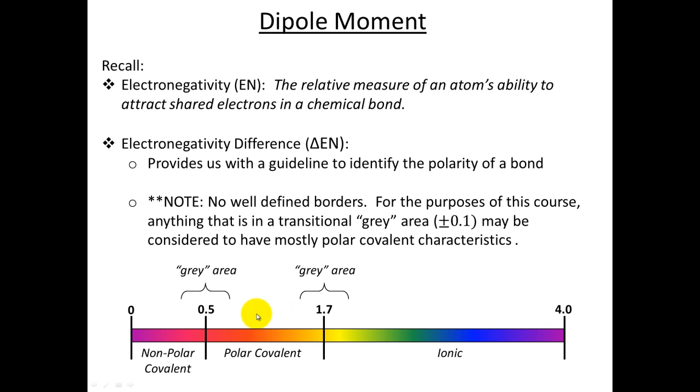In fact, our previous textbook stated that polar covalent was from 0.5 to 1.7, while our current textbook actually states 0.4 to 1.7 is polar covalent. And so for the purposes of this course, what we're going to do is we're going to assume a transitional gray area of plus or minus 0.1 of this border and this border over here. So anything in between 0.4 to 1.8 or so, we can safely say that the bond likely has more polar covalent characteristics than, say, ionic or non-polar.